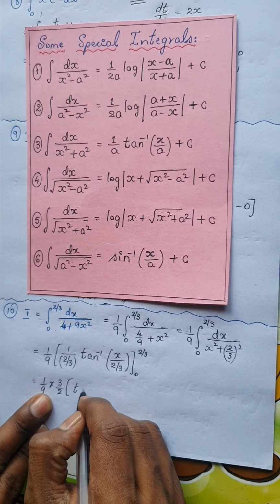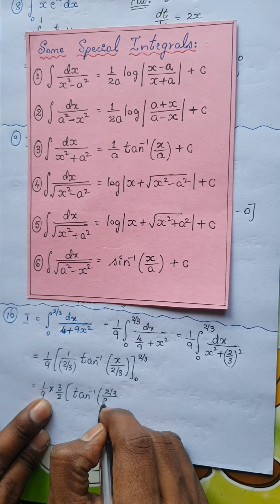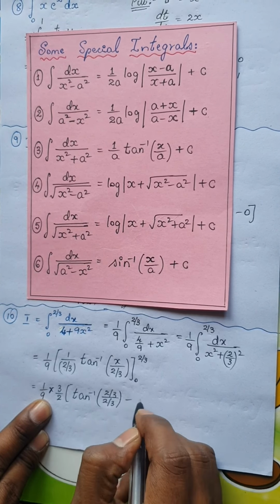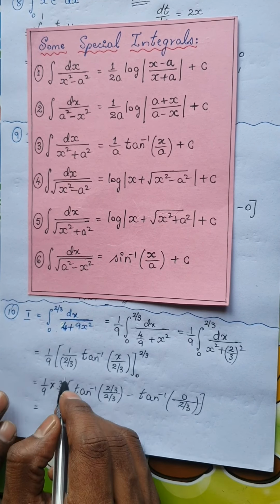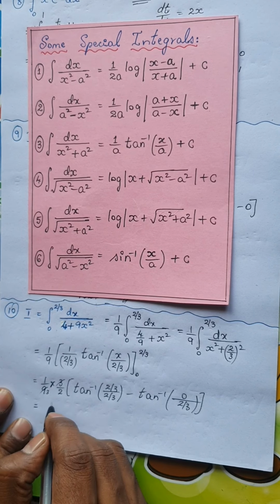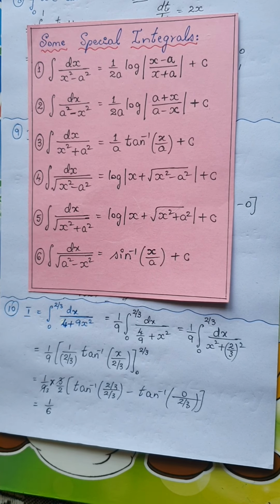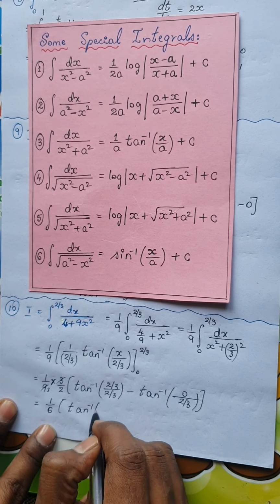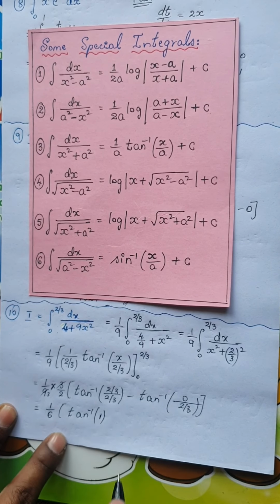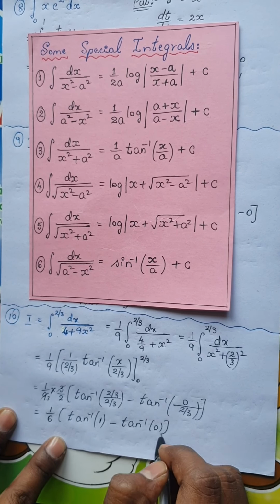Now let us apply the limits. So this would be nothing but tan⁻¹ of the upper limit, 2/3 divided by 2/3, minus tan⁻¹ of the lower limit, 0 divided by 2/3. Okay, so you can simplify this: 3 1s are 3, 3 3s are 9. So this is nothing but 1 divided by 3 2s are 6. Okay, these are basic calculations, into tan⁻¹ of, now 2/3 gets cancelled, this is tan⁻¹ of 1, minus tan⁻¹ of 0 by anything would be 0, right.